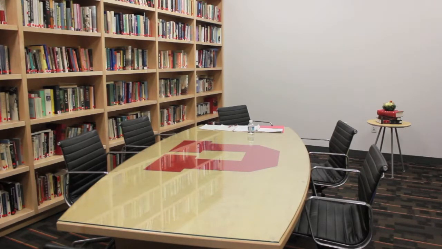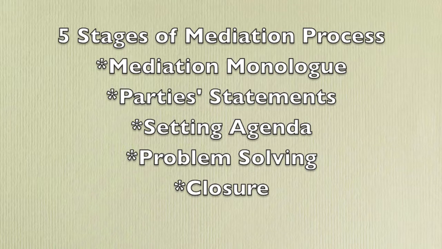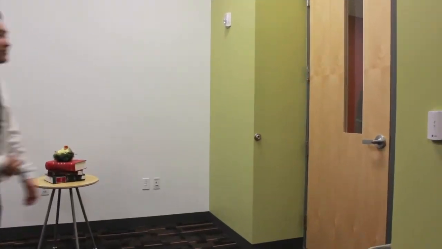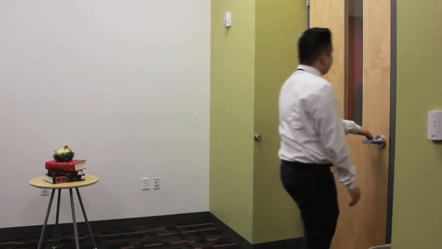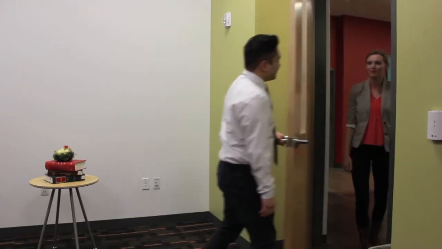The mediation process is broken up into 5 stages of mediation, including the mediator's monologue, party statements, setting the agenda, problem solving, and closure. This first stage is the mediator's monologue. In this stage, the mediator will clarify the process, execute the agreement to mediate, and answer the client's initial questions.